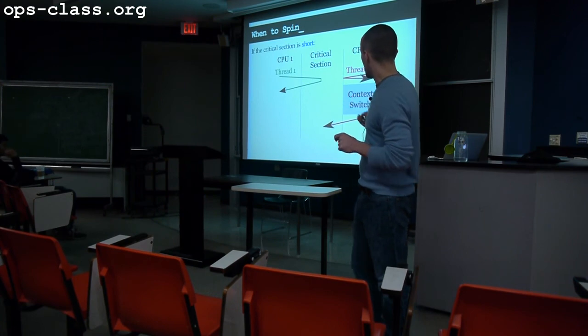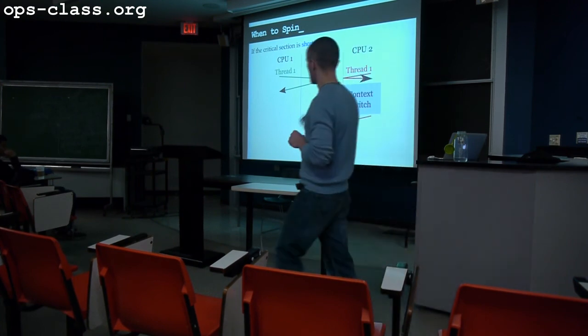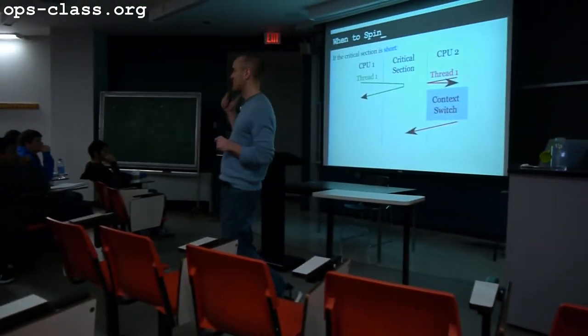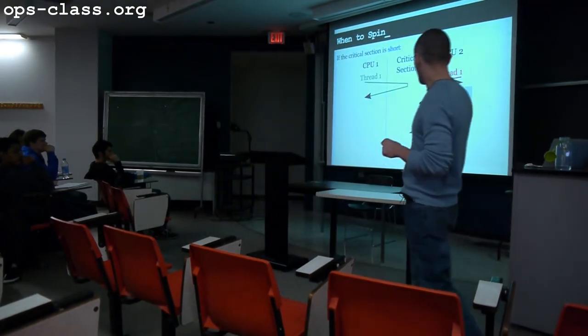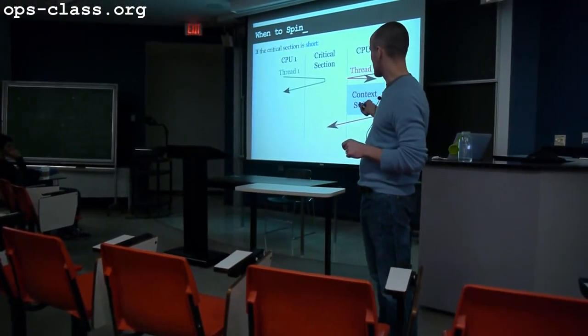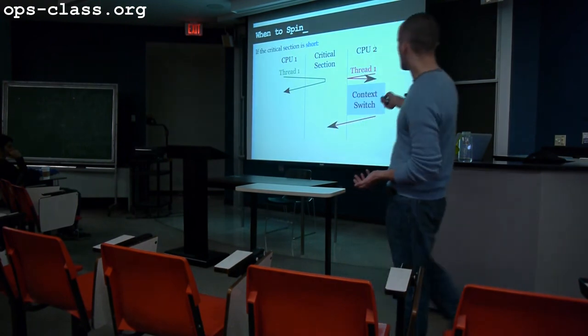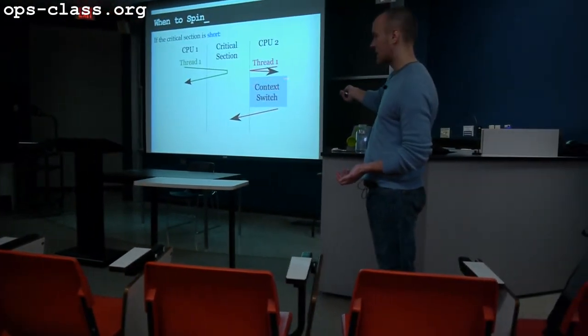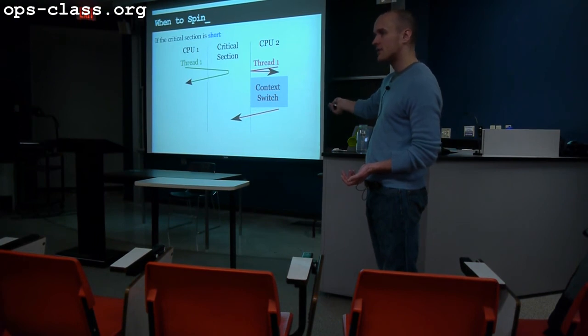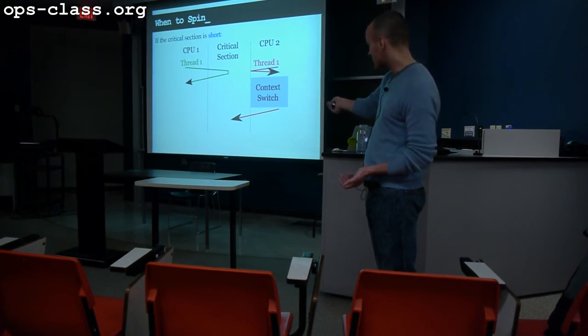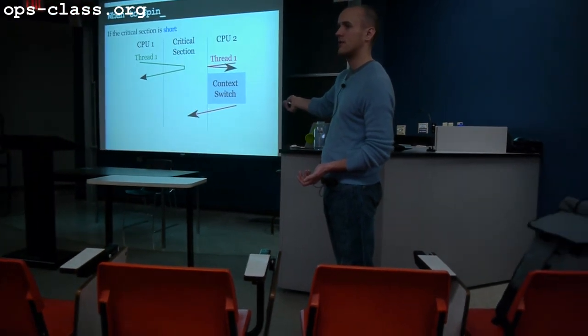Sorry, I've got two thread ones. Never mind. The green thread is inside the critical section. The red thread over here tried to enter the critical section and failed and decided to go to sleep. And what happens? There's all this overhead to doing a context switch, and then another thread's going to run, and then I have another context switch, and finally, down here, this guy gets to run again, and he can enter the critical section.